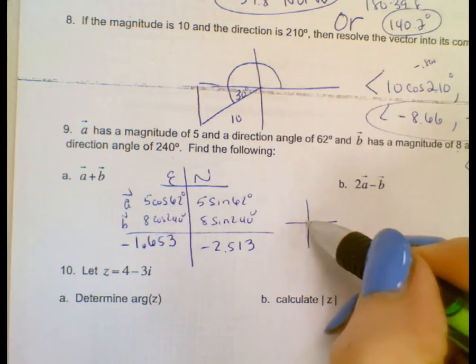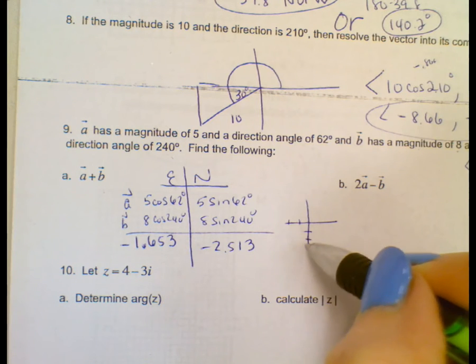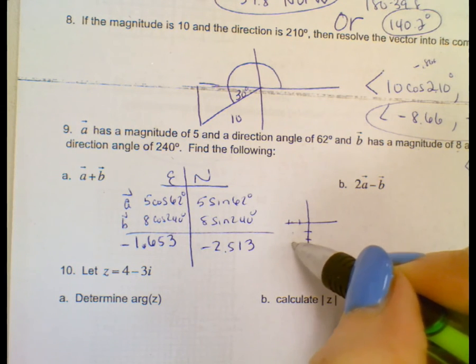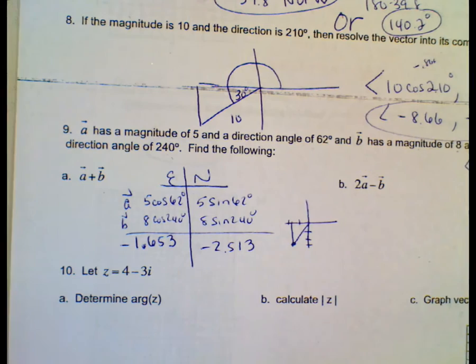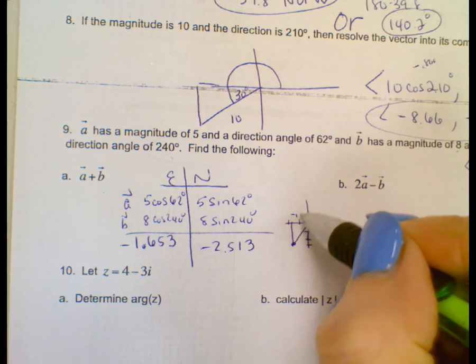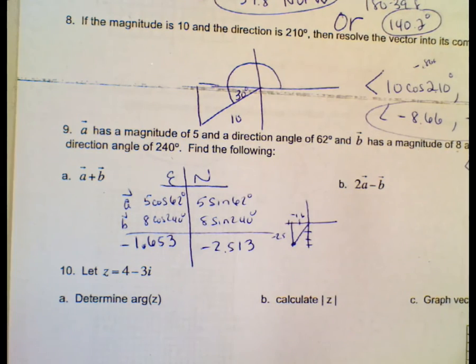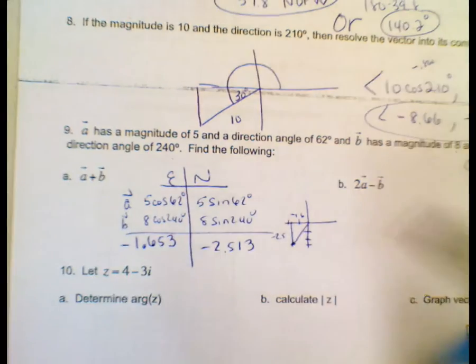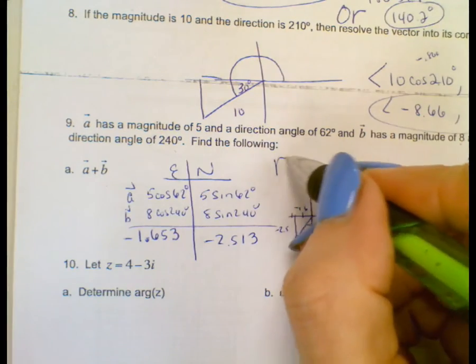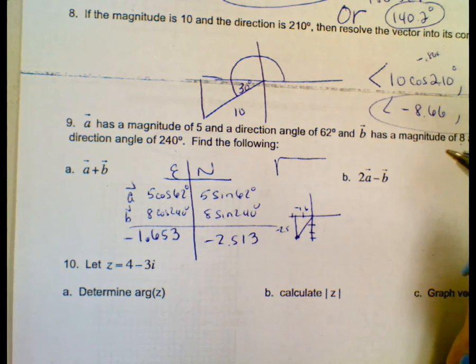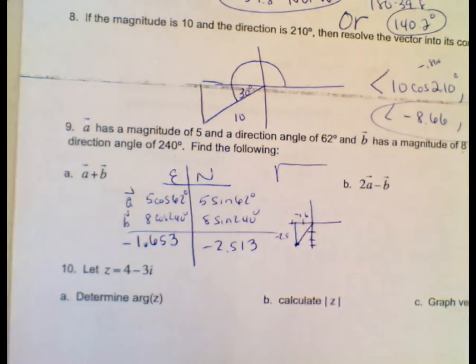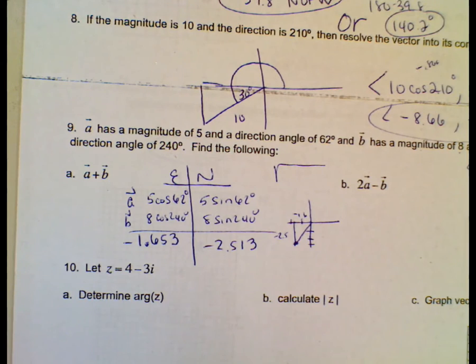So the horizontal is negative 1.6, which is about right here, and then negative 2.5 is like right here. So basically, this is where you're at. Okay, so this is negative 1.6, this is negative 2.5, and they want you to find A plus B. They want you to find their magnitude. So you're going to take the square root of negative 1.653 squared plus negative 2.5 squared.